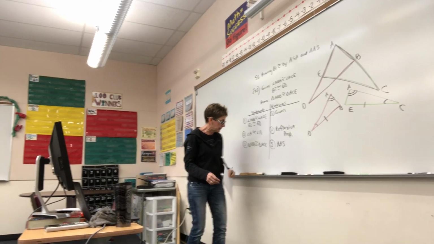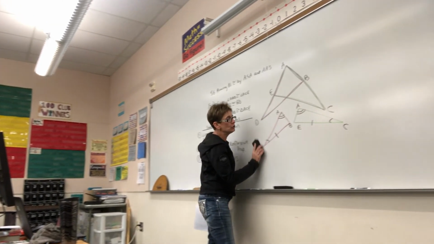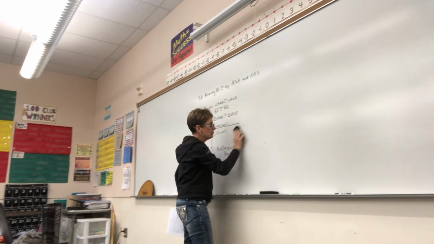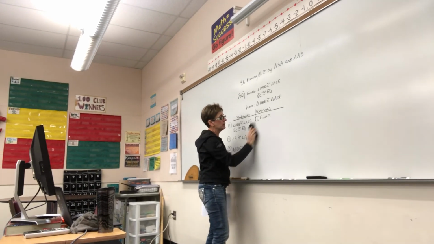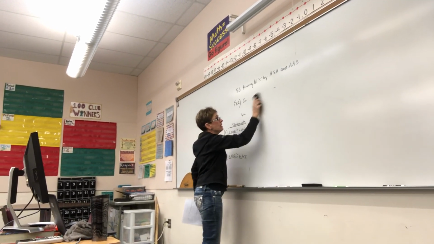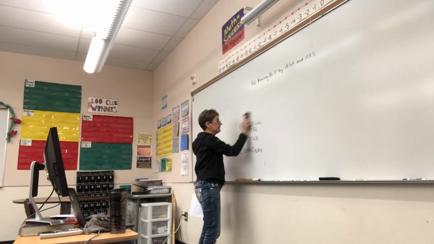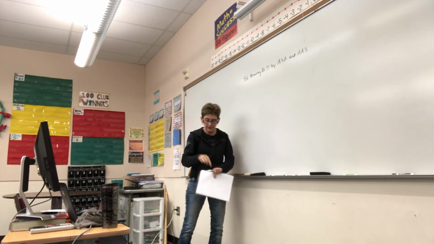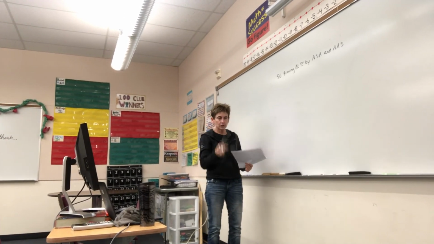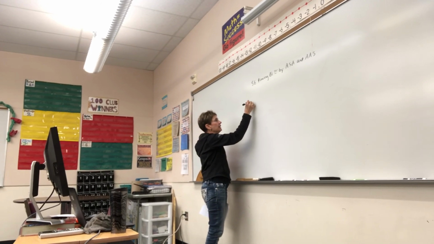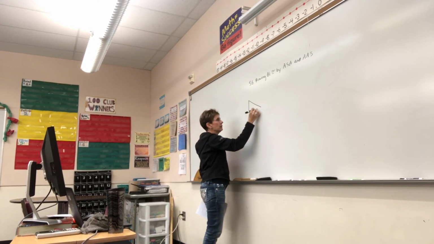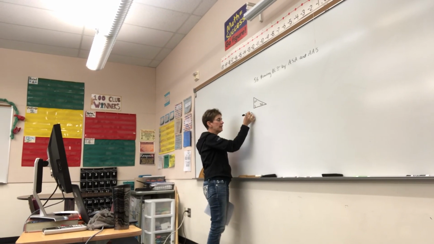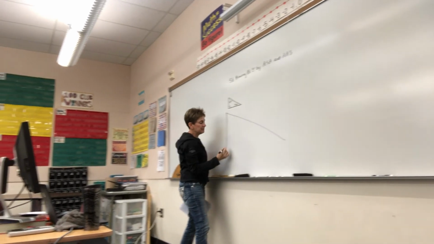I do want to very briefly show you two shortcuts that you cannot use. You may have noticed that pretty much all of the shortcuts other than HL use some combination of the letters A and S. But that doesn't mean that any combination of letters A and S works. For example, and there's just two that don't, let's say we have a 30, 60, 90 triangle. It has 30 degrees, 60 degrees, and 90 degrees. And then we have another 30, 60, 90 triangle.